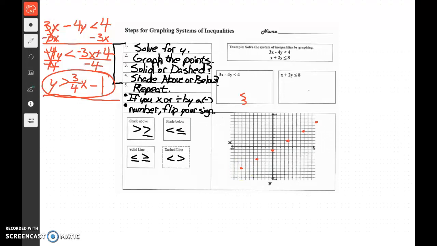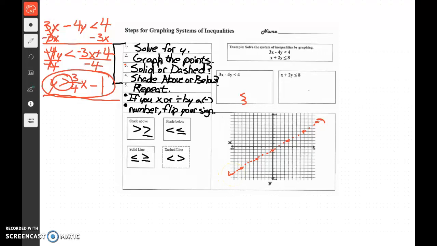So once I get those points graphed, that's the second step, to graph the points. The third step now becomes solid or dashed. So in this one, when I look at the sign for this problem, that sign is going to tell me that it's going to be a dashed line. So all I'm going to do is go across here and dash the line and put my arrows on the end.